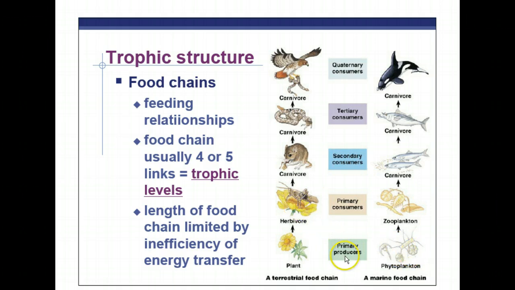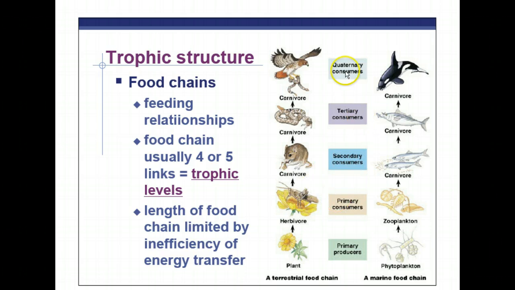Then if something eats the primary producer, something eats the plant, that makes it an herbivore. An herbivore is always some kind of primary consumer. Primary consumers are an animal. Any consumer is a heterotroph, any producer is an autotroph. Secondary consumers eat primary consumers. The reason why they're called secondary consumers is because they eat a primary consumer.